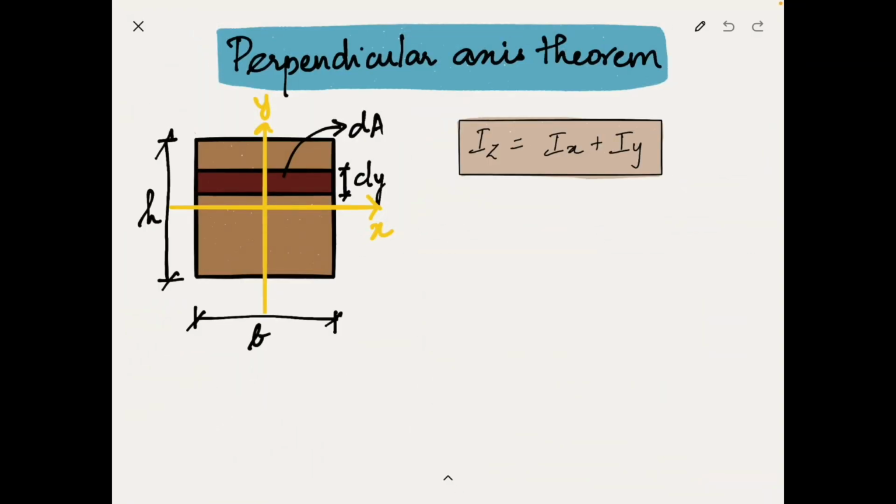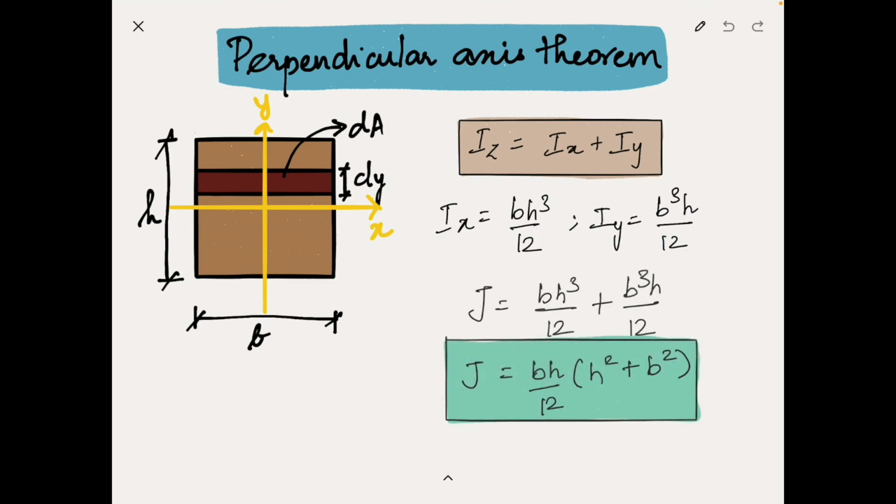Now let's quickly apply the perpendicular axis theorem to our rectangular cross section. In this example, we are going to calculate the polar moment of inertia with Ix and Iy calculated along the centroidal axis. So Ix with respect to the centroidal axis will be equal to bh cube divided by 12, and Iy will be equal to hb cube divided by 12. Adding these two, we will have our polar moment of inertia J is equal to bh divided by 12 times h square plus b square.